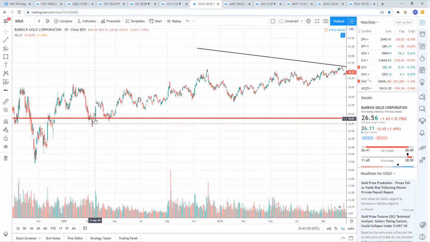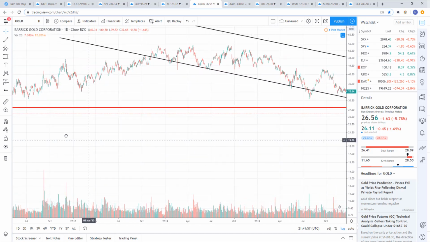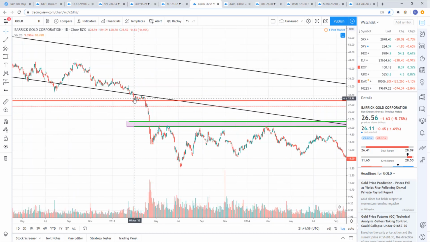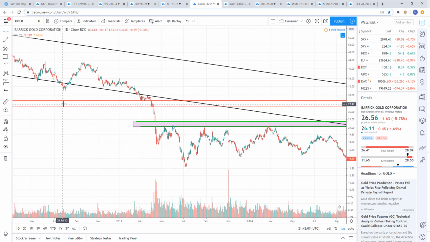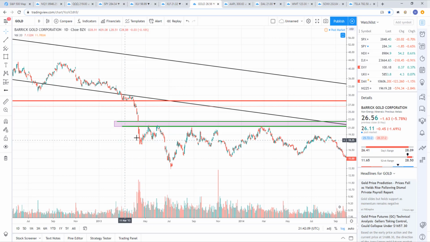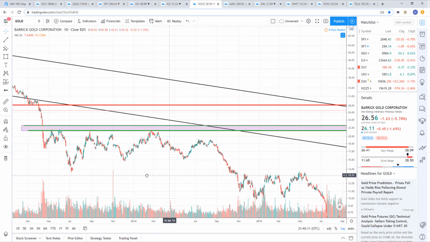Look right there, it held, and then the last time it really tested it was right here, and there it is. You can see it perfectly held that level. So that's how it gives you that level. It tells you that there's something right here, and then when you go back, you can see that there were a lot more reactions along that level.